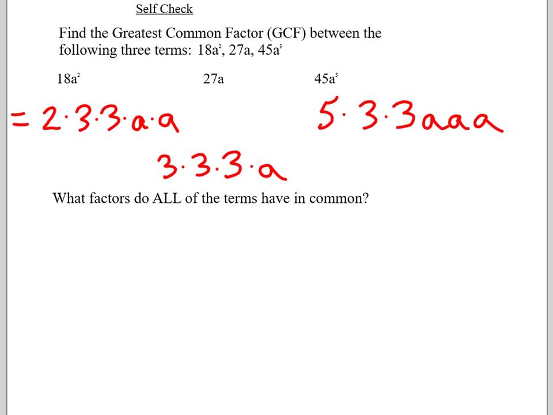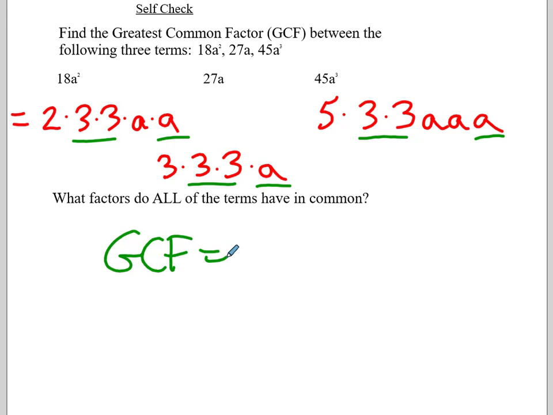Okay, so now we highlight what they have in common. So I see 2 groups of 3's in all of them, and I see 1a in all of them. So what would they have for a greatest common factor? It would be 3 times 3 times a, or 9a.